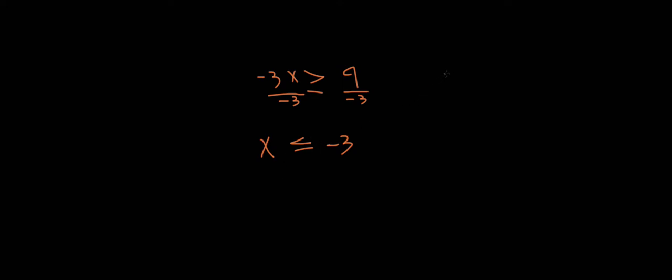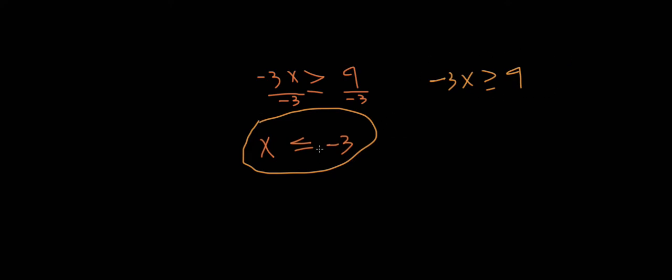So let's see if that works. We're going to rewrite the inequality: negative 3x is greater than or equal to 9. We're going to see if this right here is the solution. So we can plug in any number. We can plug in negative 3 or any number less than negative 3.